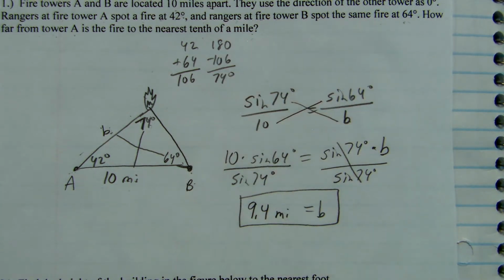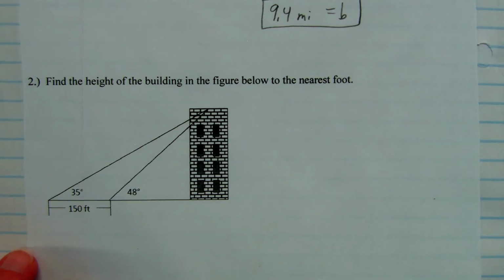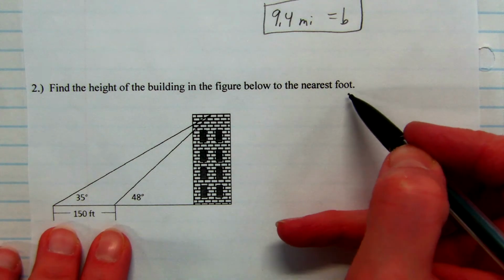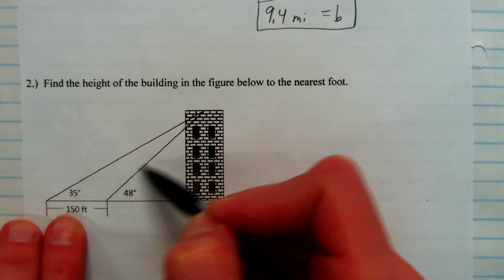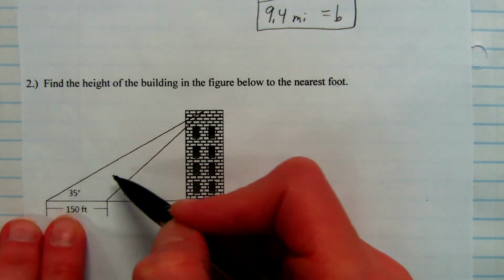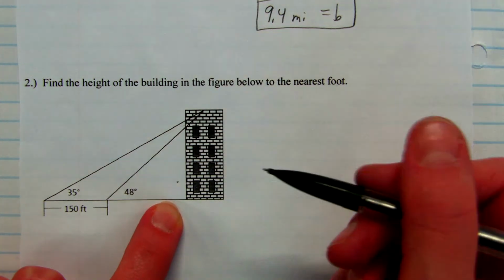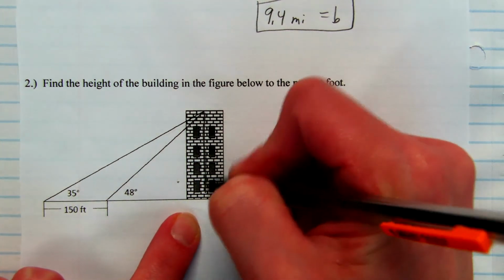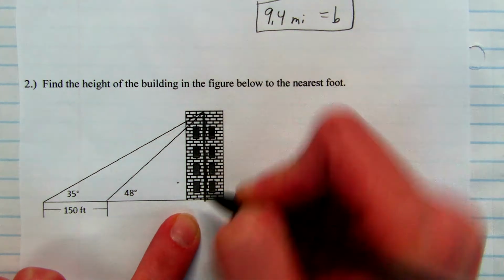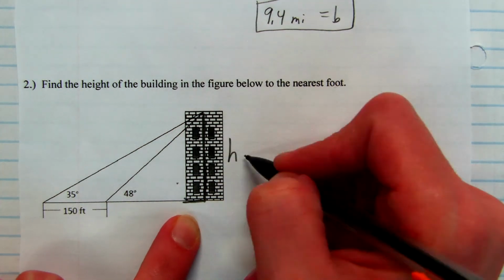Okay, so the next one actually has a picture, which is nice. It says, find the height of the building in the figure below to the nearest foot. We actually have a triangle over here that's oblique, not a right triangle, and then we have a triangle over here that is a right triangle. So ultimately, what we're trying to figure out is this height. Actually, the right triangle would kind of go to the middle of the building, if you want to envision that. So this is the height that we're looking for over here.